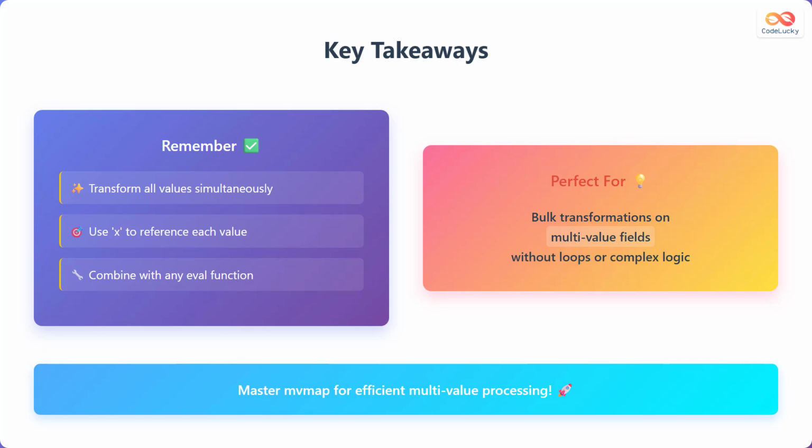Let's summarize the key points about mvmap. First, it transforms all values simultaneously, making it highly efficient for bulk operations. Second, always use single quotes around x to reference each individual value within the multi-value field. Third, you can combine mvmap with any eval function, giving you unlimited flexibility in data transformation. The mvmap command is perfect for bulk transformations on multi-value fields without requiring loops or complex logic. Master mvmap for efficient multi-value processing, and you'll significantly improve your Splunk search capabilities.